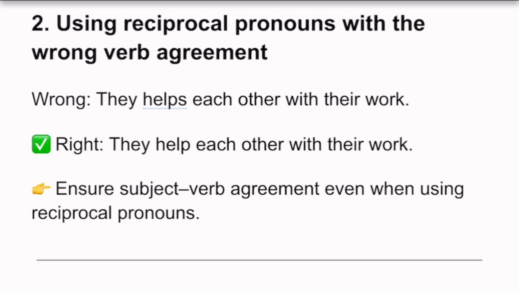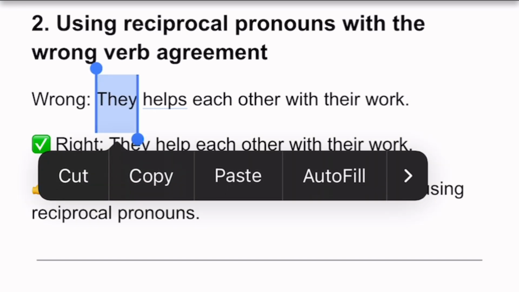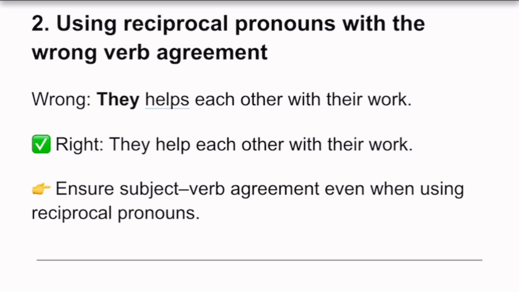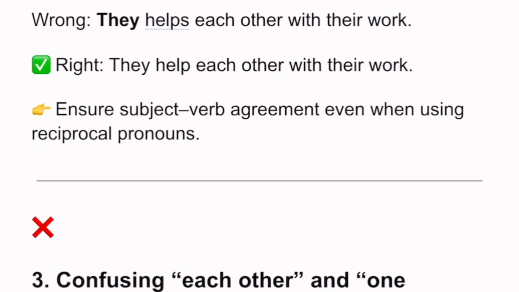Mistake number 2: using reciprocal pronouns with the wrong verb agreement. They help each other with their work. We already see that they is a plural pronoun, so you are supposed to use help. They help each other because a plural subject goes with a plural verb. So, they help each other with their work. Ensure subject-verb agreement when using reciprocal pronouns.